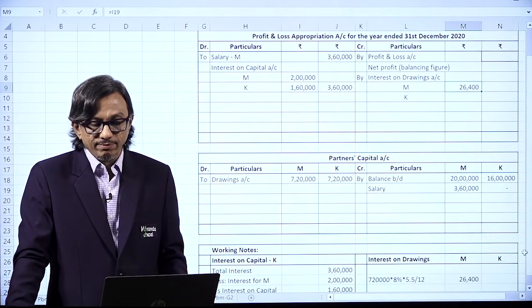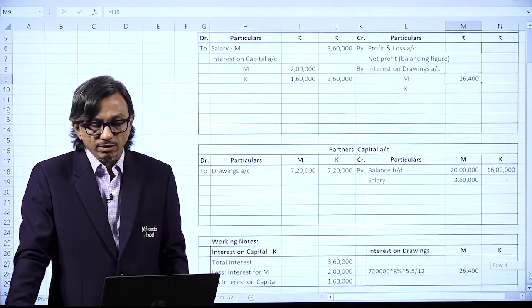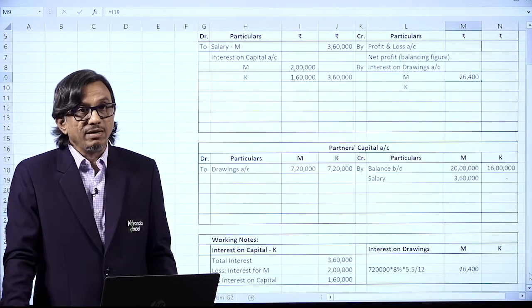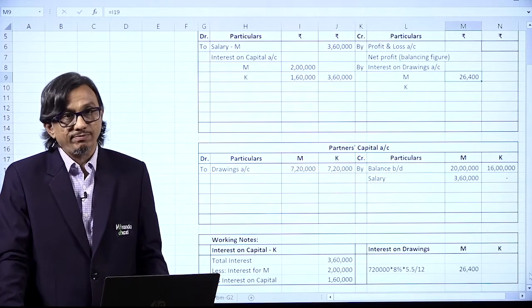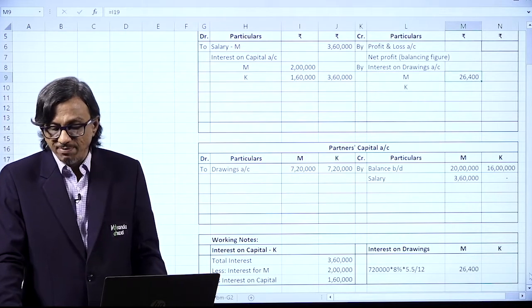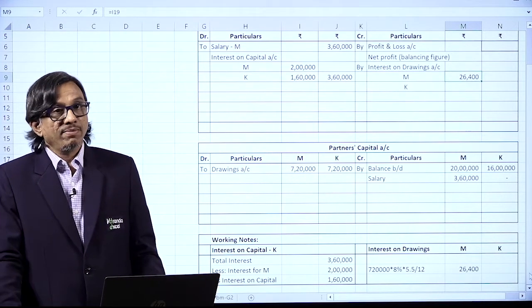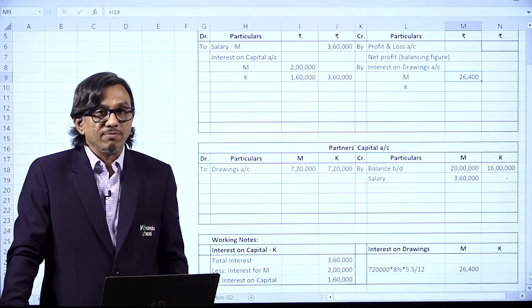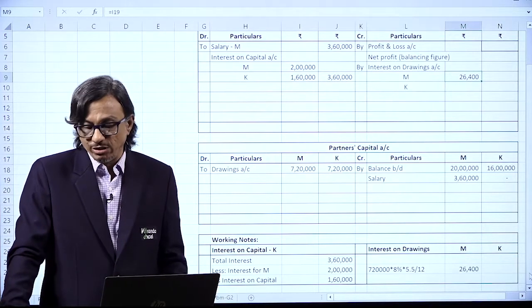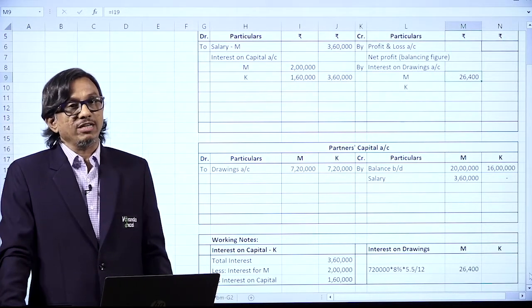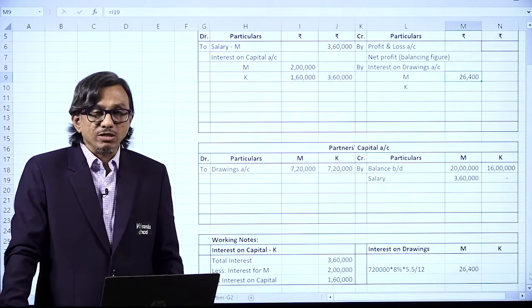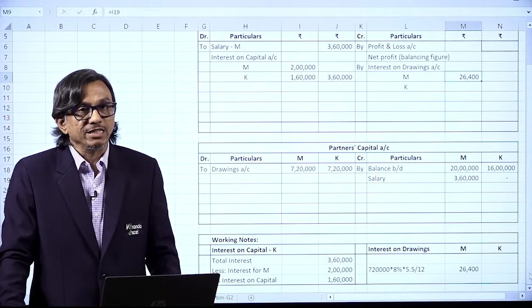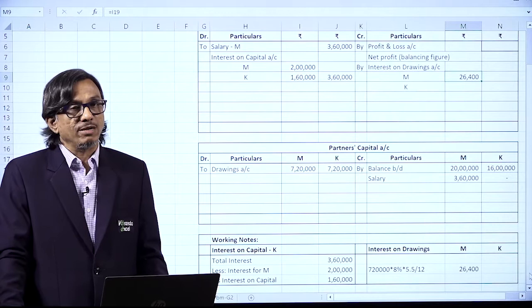What about K? K has withdrawn 7,20,000, but not at the end of every month, 1,80,000 at the end of every quarter. So, if the accounting period is January to December, 31st March, 30th June, 30th September and 31st December are the dates on which Mr. K has drawn 1,80,000 each. So, if a person draws the same amount at the end of every quarter, you have to calculate interest for 4.5 months by using the product method.